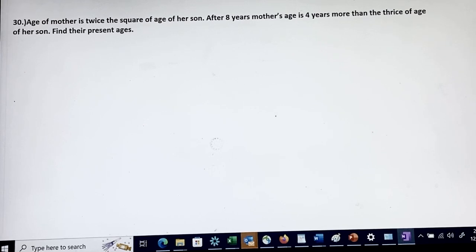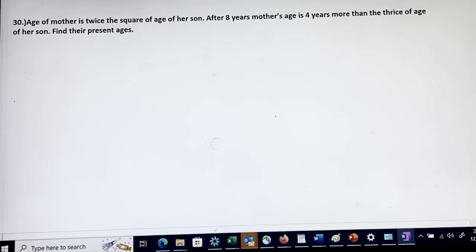Okay, so now let's move to the 30th question. So this is a 3 marks question, but it's a bit lengthier, so make sure you are specific in each step. Okay, so now the 30th question is: age of mother is twice the square of age of her son. After 8 years, mother's age is 4 years more than thrice the age of her son. So find their present ages.